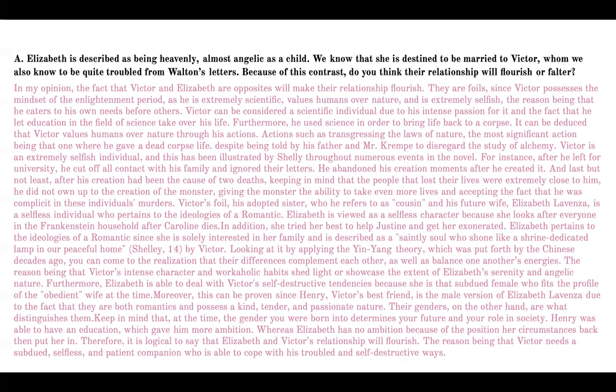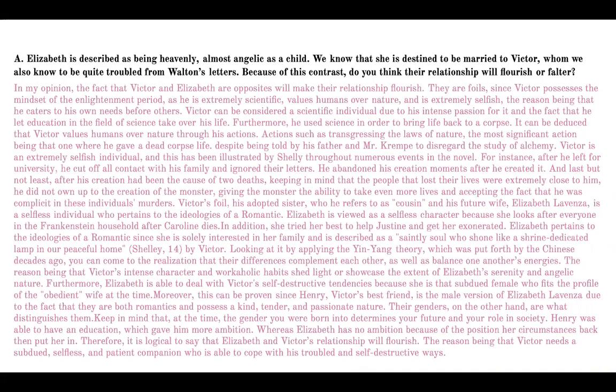Now, Victor can be considered a scientific individual due to his intense passion for it and the fact that he let education in the field of science take over his whole entire life. Furthermore, he used science in order to bring back life to a corpse. It can be deduced that Victor values humans over nature through his actions. Actions such as transgressing the laws of nature, the most significant action being the one where he gave that corpse life. Despite being told by his father and Mr. Krempe to disregard the study of alchemy, Victor disregarded them a lot.